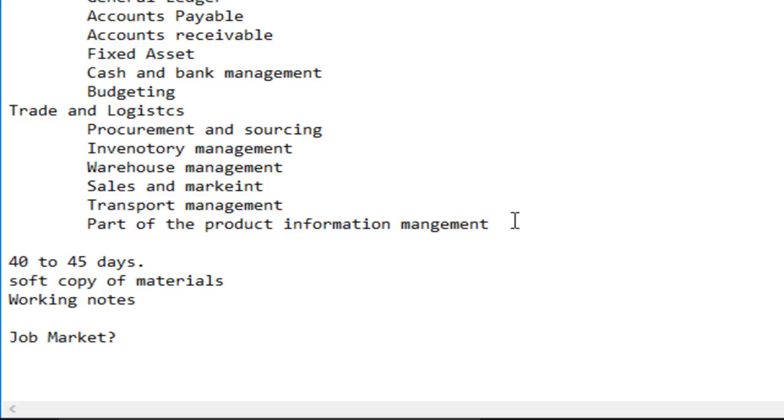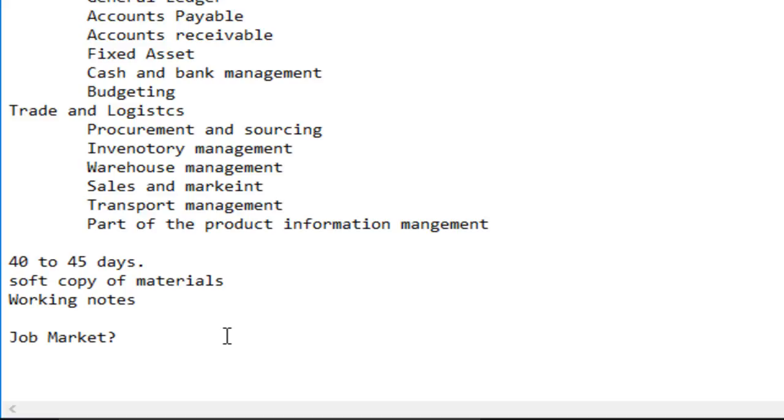It is completely classroom training. If somebody is unable to join in the classroom, they can also join online, from their home, if they have internet facility. That facility is also given. It is a classroom-cum-online training kind of thing. So that's about the training details.